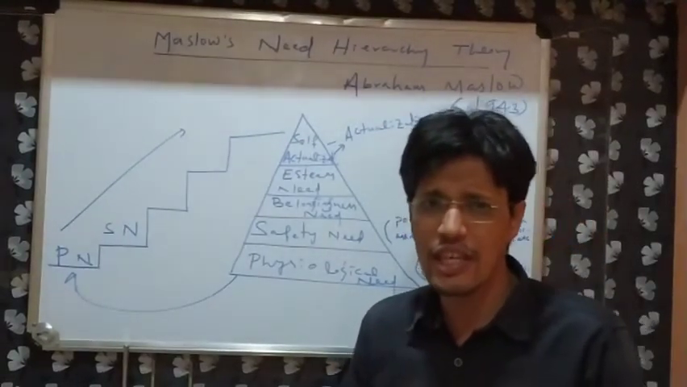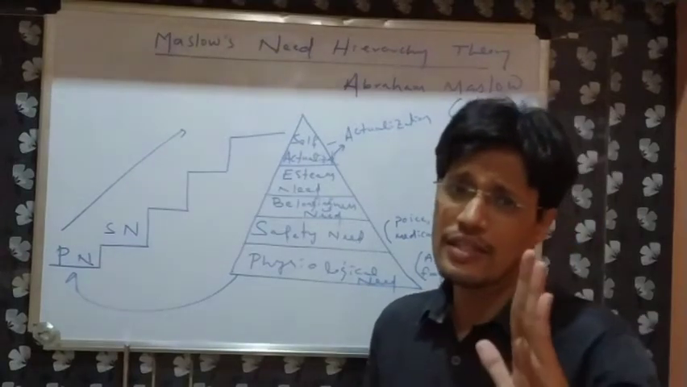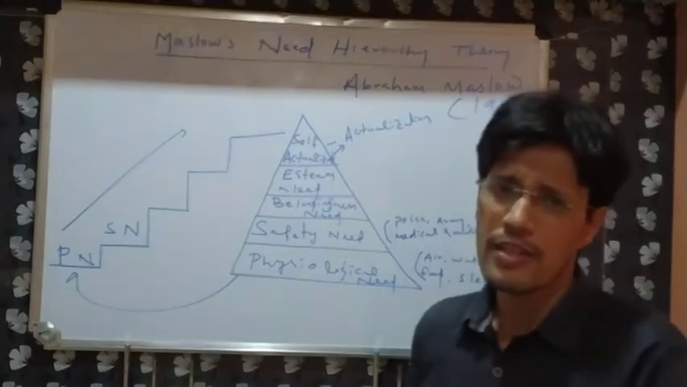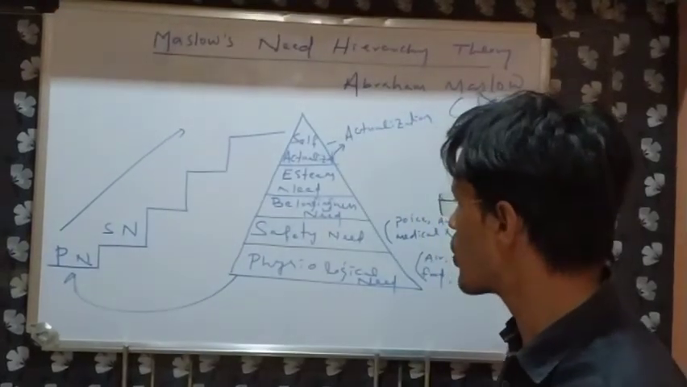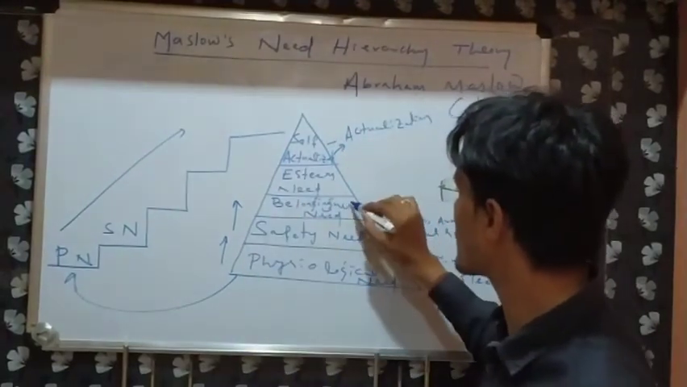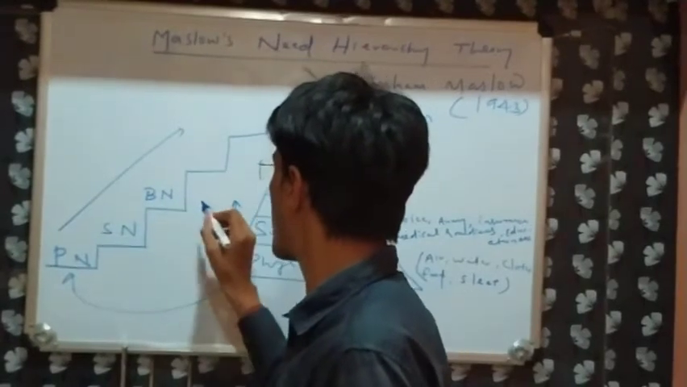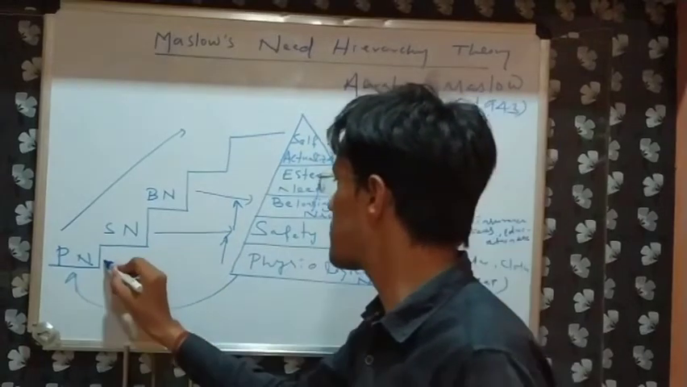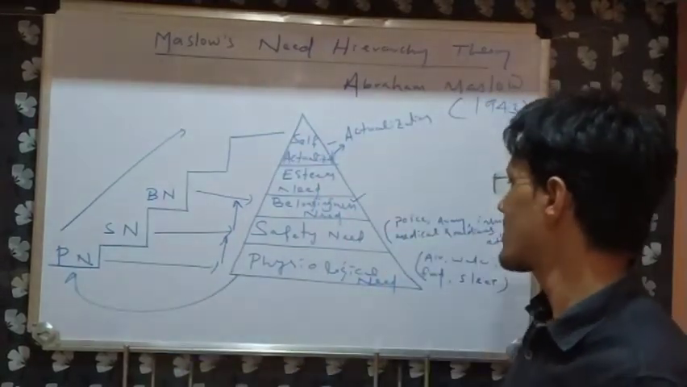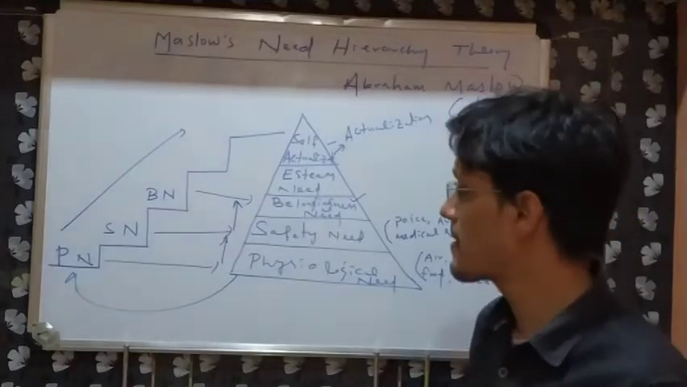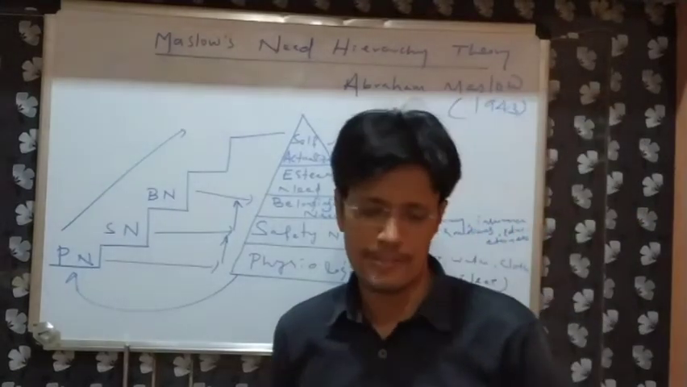Whenever the basic need and safety need are fulfilled, the individual looks forward to the next, that is the belongingness need. BN stands for belongingness need, SN stands for safety need, PN stands for physiological needs. So what is the belongingness need?